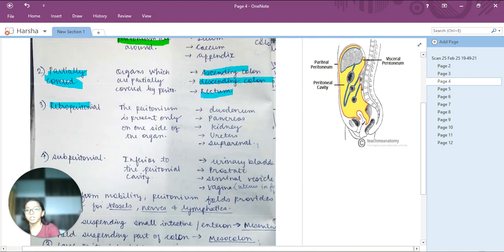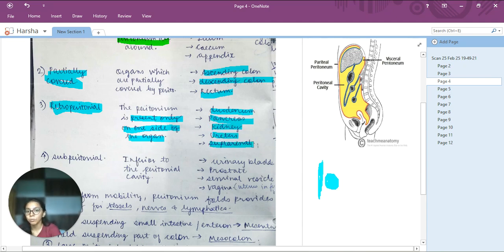Next is retroperitoneal. The word retro over here means back. So retroperitoneal means the peritoneum is present only on one side of the organ. Means the peritoneum will be in front, on the anterior side of an organ, and at the back there will be the organ present. So this organ will be covered by the peritoneum only on the anterior side, that is only on one side of the organ. Which organs are these? The classical examples are duodenum, pancreas, kidney, ureters, and suprarenal glands. All of these are retroperitoneal organs.